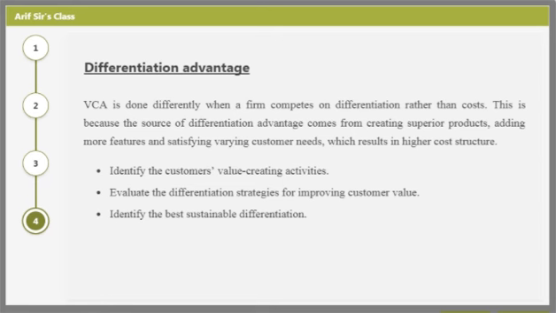Managers can use the following strategies to increase the product differentiation and finally the customer value. The first one is adding more product features. The second is focusing on customer service and responsiveness. The third is increasing the customization. And the fourth one is offering complementary products. So these are a few strategies which are used by managers to increase the product differentiation and the customer value. The third step is to identify the best sustainable differentiation.